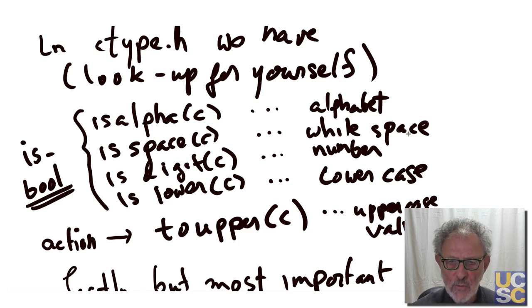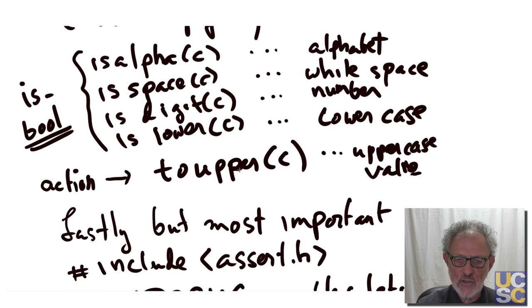This checks for whitespace. This checks for digits. This checks for whether a character is lowercase. Let's say you want to make everything uppercase. So you would check if you found a lowercase character, and then you can use an action to uppercase. So this would turn a lowercase character as an action into uppercase.